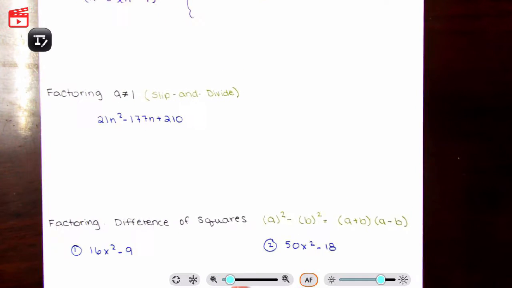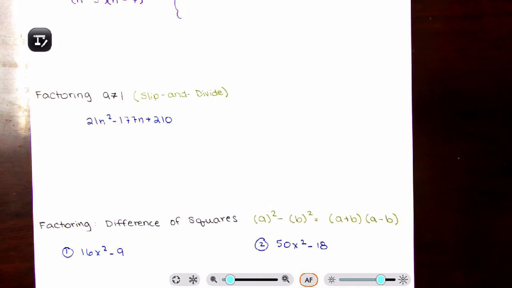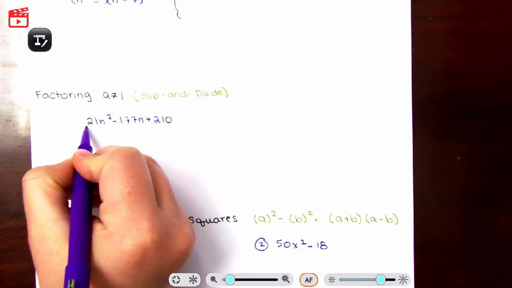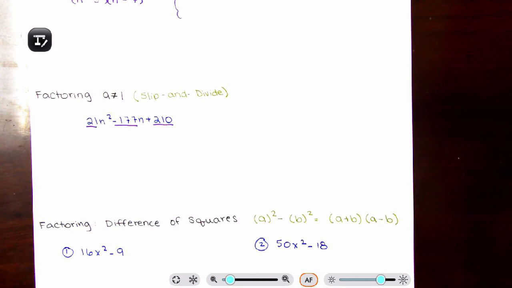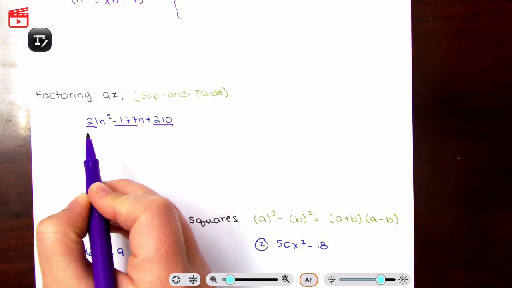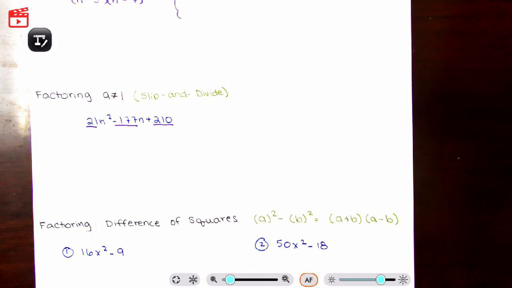Moving on to this one here, this is our A is not equal to 1. Step number 1 is to identify if you have a GCF. So greatest common factor is anything in common between 21, 177, and 210. I'm going to see if 177 is divisible by 21, and it is not. I'm also thinking maybe 177 divided by 7, that also is not divisible. What else? And I'm thinking 21 since it's the smallest number. See if we can pull anything out of 21.